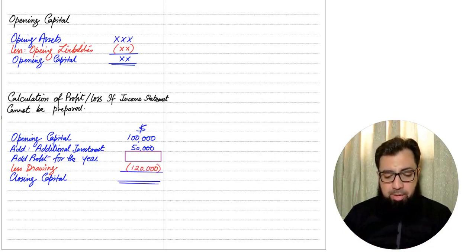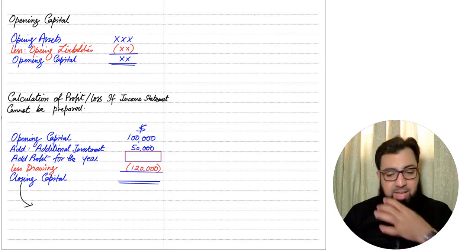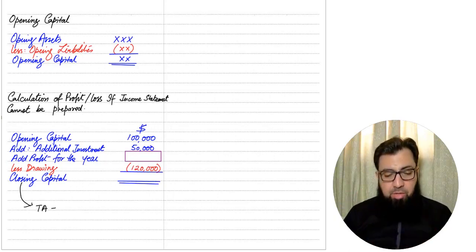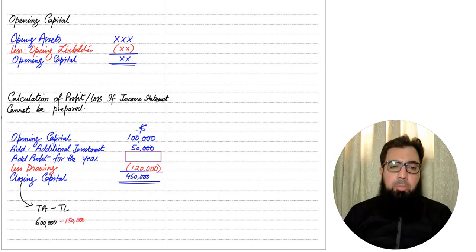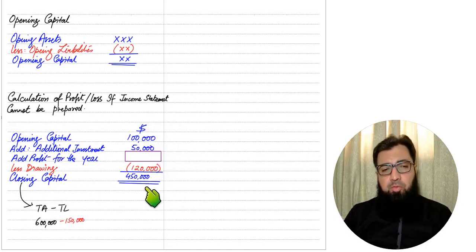Now the closing capital value is not given. We need to calculate closing capital. How? For example, we have assets given at the start of the year and end of the year, total assets and total liability. If we deduct total liability from total assets, we are left with the figure of closing capital. Now let's suppose total assets are 600,000 and liabilities are 150,000, and the total capital is 450,000. Now my dear students, whenever we add opening capital, additional investment and profit, and deduct drawings, we are left with the figure of closing capital.